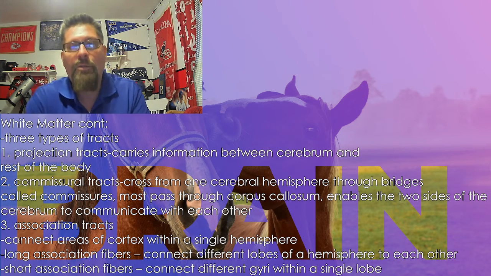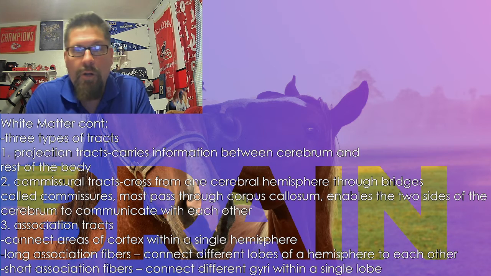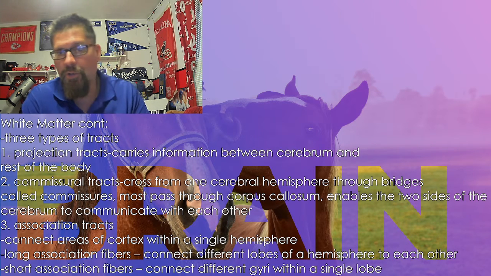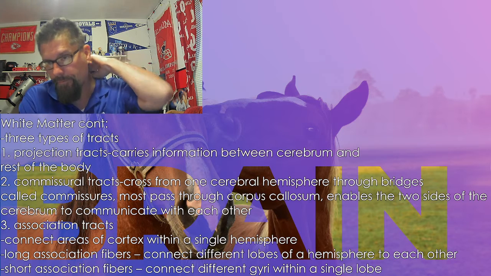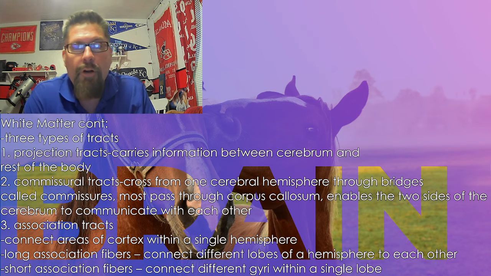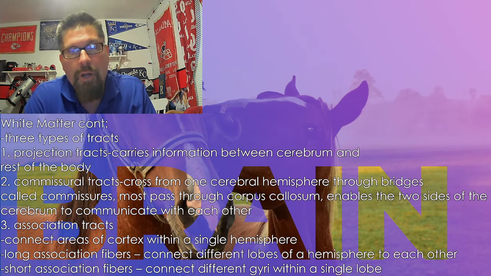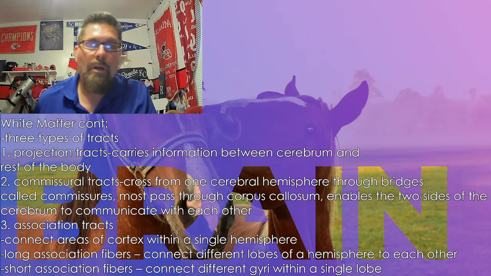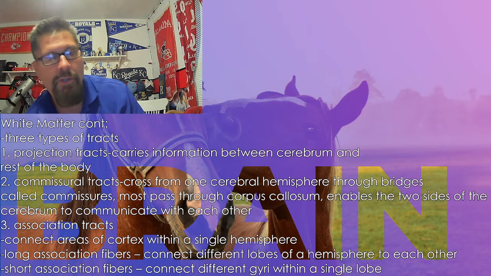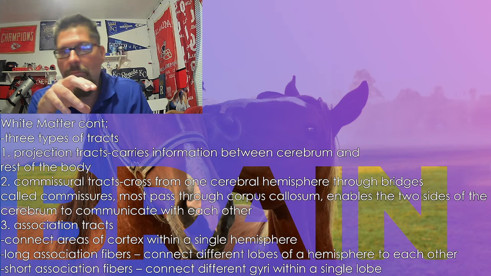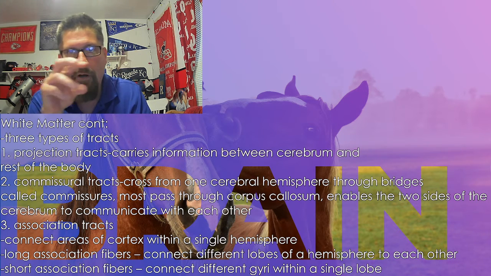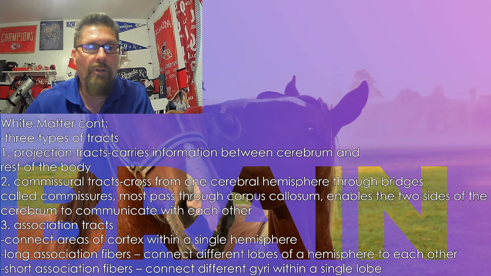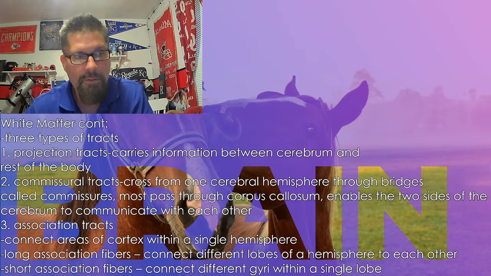And as I said, we'll see pictures of this. There are long association fibers and there are short ones. If they're long, they're connected more to a lobe of the brain. If they're short, they're more connected to a gyrus, which is the folded areas of the brain that we looked at in the last video.